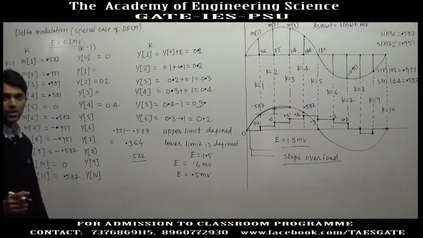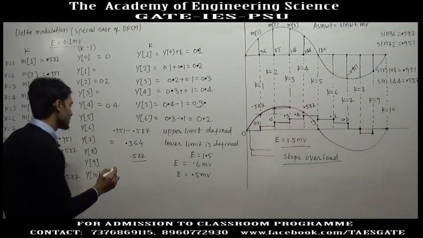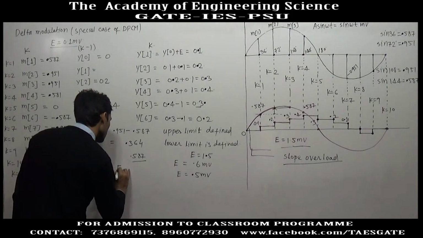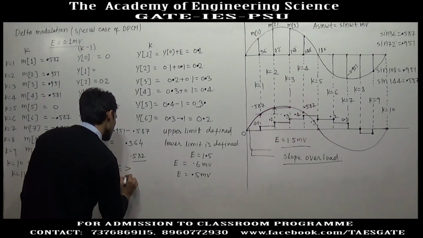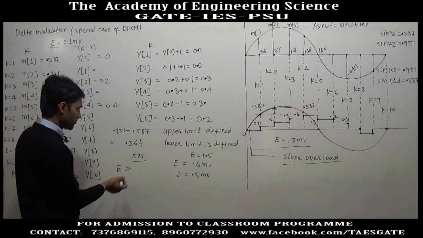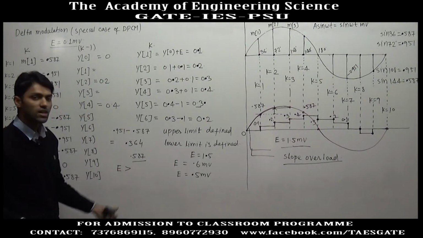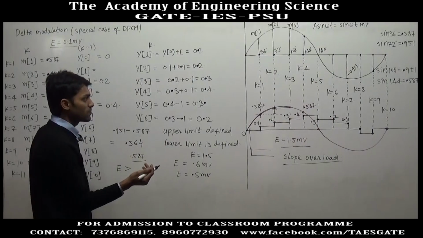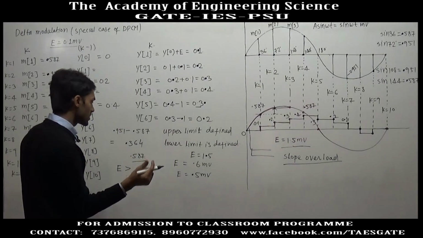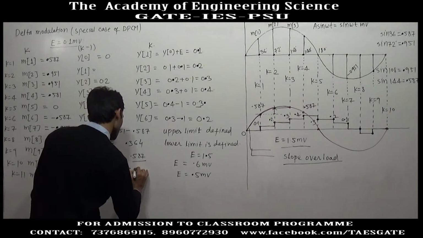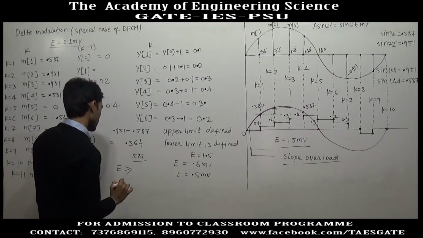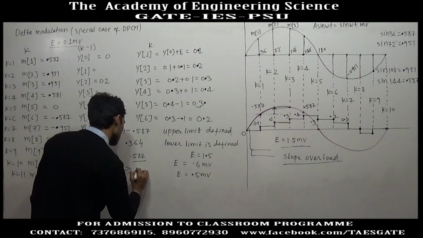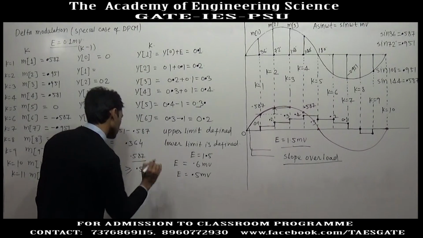So, if we want to avoid the slope overload, we will keep the value of threshold just greater than, or equivalent to, the maximum change in the consecutive inputs. So, we will keep threshold greater than or equal to 0.587.